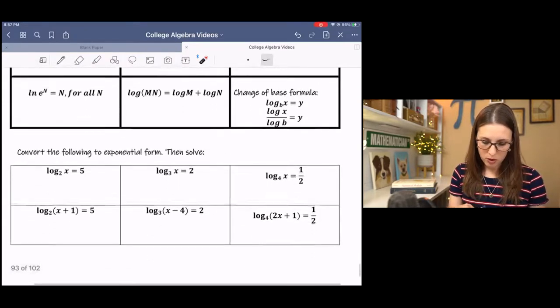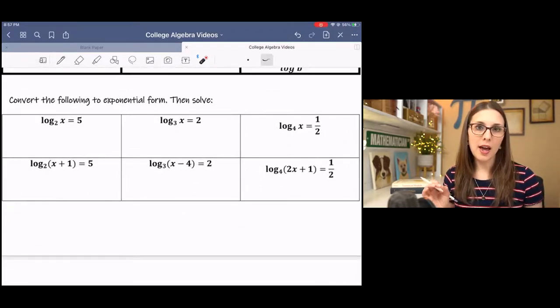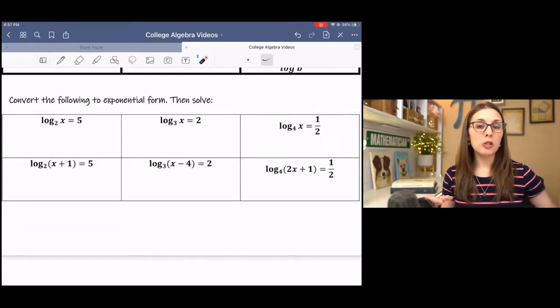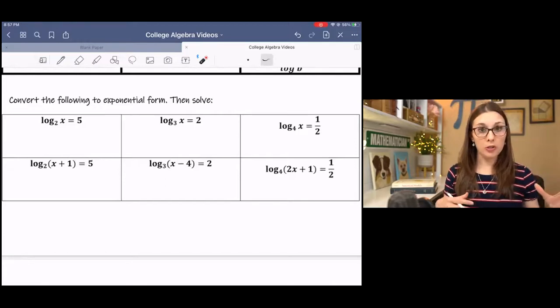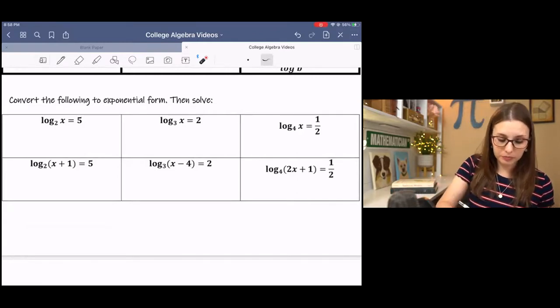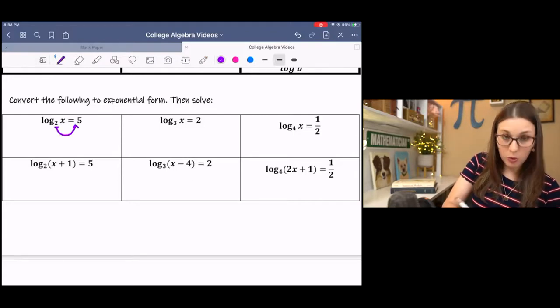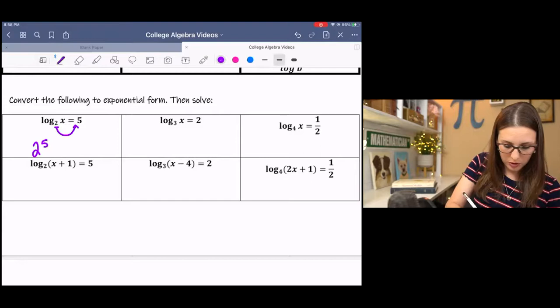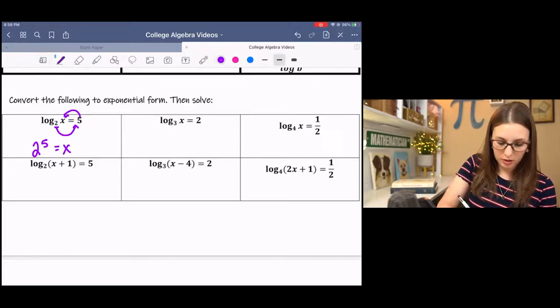We have a few examples down here. We're converting to exponential form. Exponential form has exponents in it, so we're going from logs to exponents. They're the same thing, they just look different, kind of like a reduced fraction. It's the same thing, it just looks different. We start with the base, raise it to what it equals, and then that equals x. And 2 to the 5th is 32.